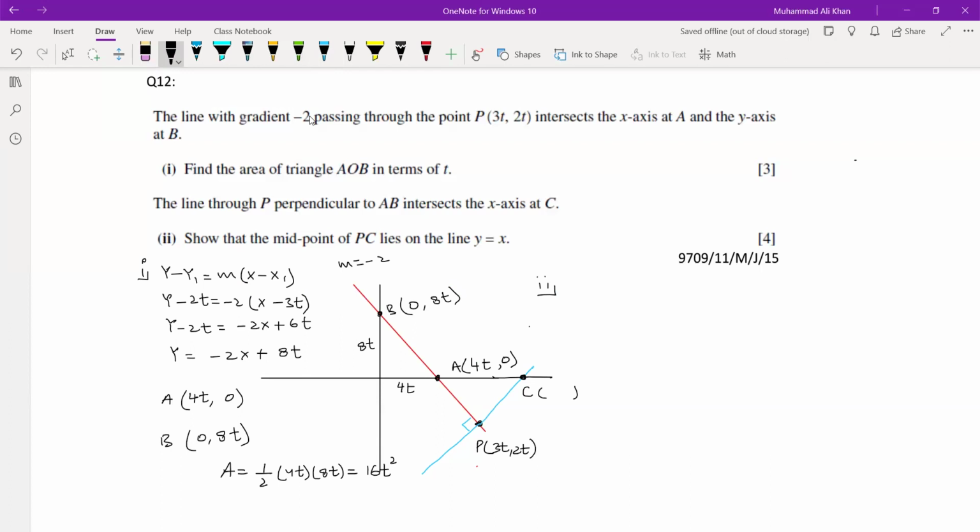How can we calculate the equation of the line PC? Do we have the gradient of the red line AB? Yes, minus 2. So what is the gradient of this blue line? 1 upon 2, the negative reciprocal, because this blue line is perpendicular to the red line. So by using y minus y1, again, y1 is 2t, equals gradient half times (x minus x1). x1 is 3t.